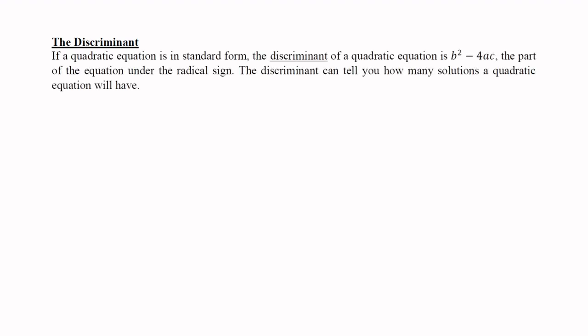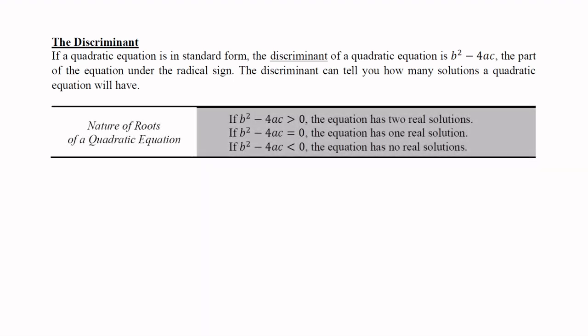If a quadratic equation is in standard form, the discriminant of a quadratic equation is b squared minus 4ac, which is the part of the equation under the radical sign. The discriminant can tell you how many solutions a quadratic equation will have. So if b squared minus 4ac is greater than 0, the equation has two real solutions, because what is underneath the square root is positive. You're going to have plus that piece and minus that piece, giving you two solutions.